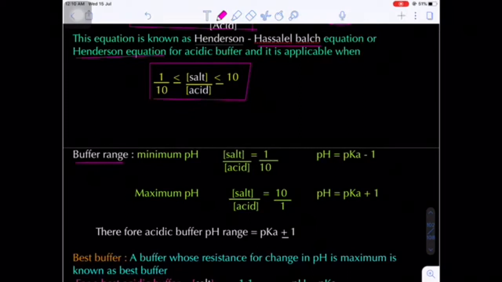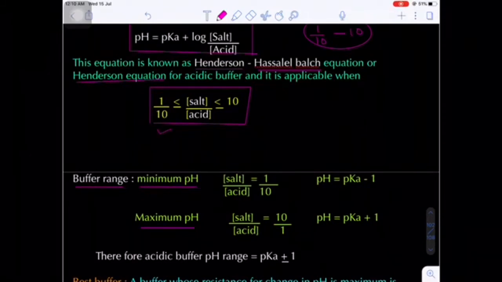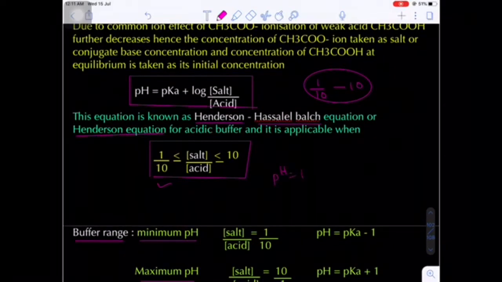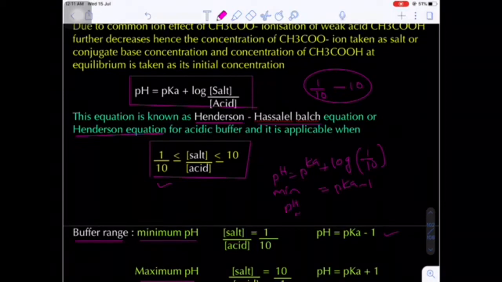Okay, now come to the buffer range. Just now I told you every buffer has an effective function in a suitable range. That range is called the buffer range. Now there will be a minimum pH and a maximum pH for a buffer solution. For the minimum pH value we have to use the salt by acid concentration as 1/10, and for the maximum pH value we have to use the salt concentration by acid concentration as 10. So for minimum pH, pH is equal to pKa plus log of 1/10, and log of 1/10 is nothing but minus log 10, which is minus 1, so pKa minus 1.